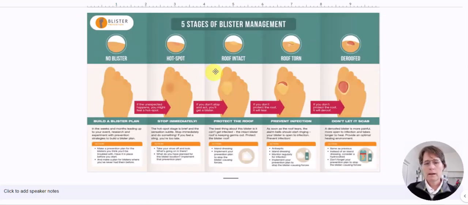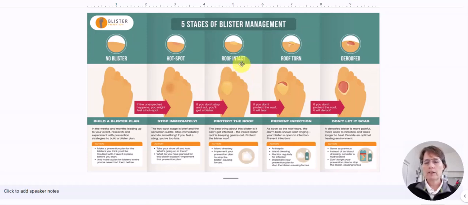If we don't do enough at the hotspot stage, then what's going to happen is we're going to get a blister, and it'll start with its roof intact. The good thing about this blister is it can't get infected. So the aim is to maintain that blister roof. The way we do that is we put a Band-Aid over it or some sort of island dressing, and we implement the prevention. So you'll see at each stage here, prevention is important. It plays a role throughout.